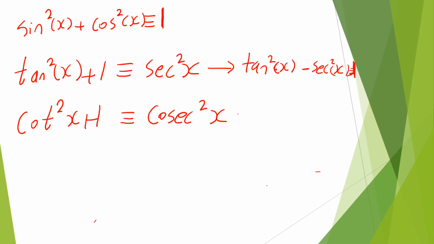If I have 1 minus cos squared x, I can substitute it with sine squared. So these are the different ways that you can use those identities.